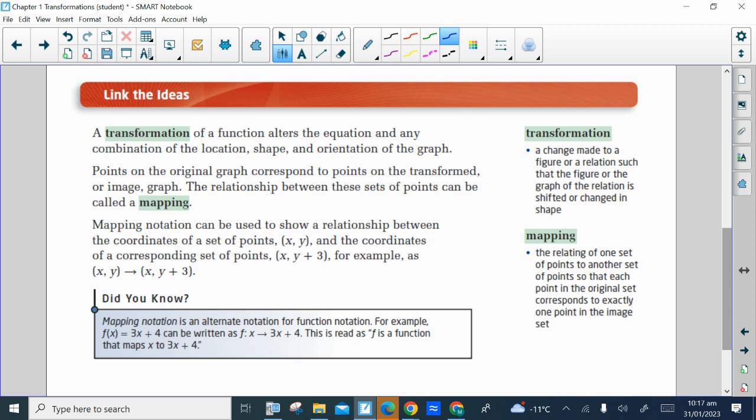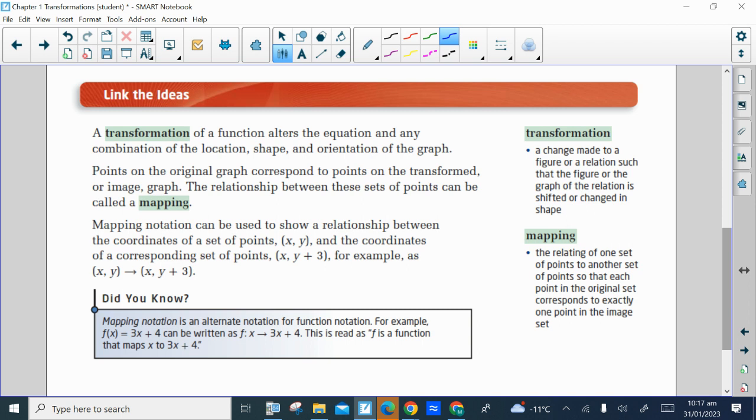So on the next page, a transformation of a function alters the equation and any combination of location, shape, as well as orientation of the graph. So these are things that are going to change. The orientation, what that refers to is, you think about when you looked at quadratics in 20-1, the quadratics opened either up or down. That's what the orientation is. Okay, which way does it open?